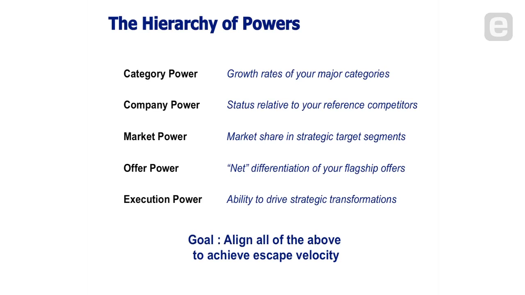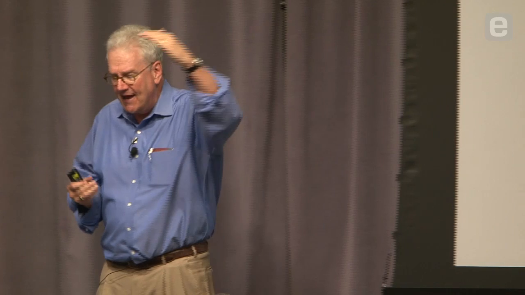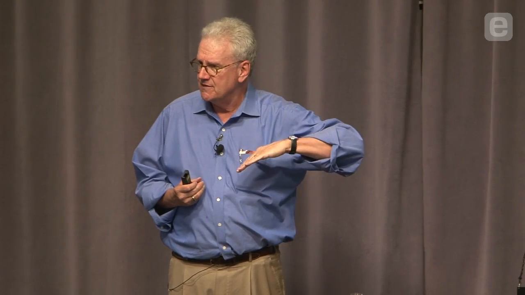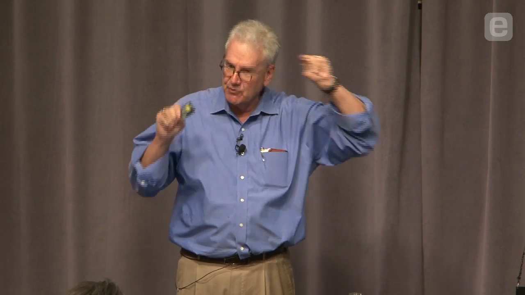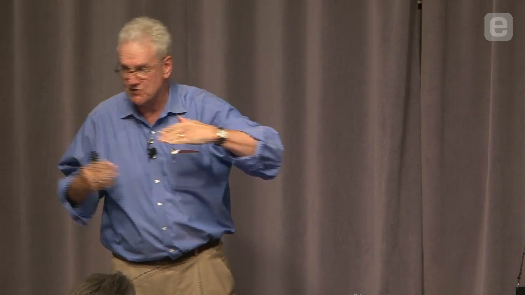The third one is market power, and it has to do with, are you in the markets that are the fastest growing segments or the more strategic segments? Now, category and market sometimes get confused, but category is defined by a group of competitors, and markets are defined by a group of customers. And as long as you keep that simple code in your head, you will not confuse the two of them. So a market's about getting a group of customers.